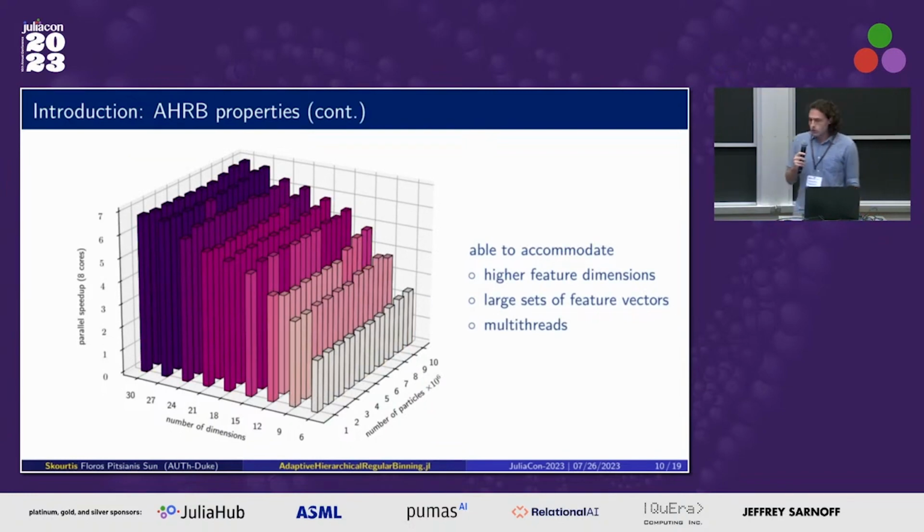So in this one, we saw how the parallel implementation of ARB speeds up in comparison to the sequential one. Using 8 cores, we can see we have up to 7x speed up. And note that these are preliminary benchmarks, and with further tuning, we expect even better results.